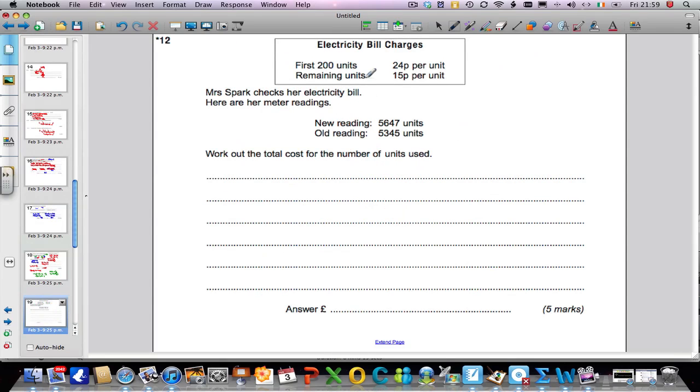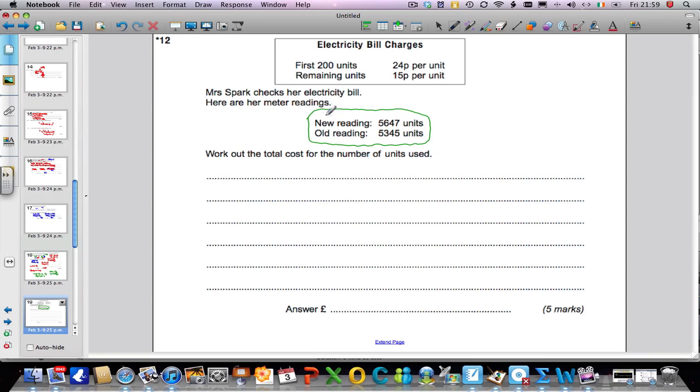This one, the electricity bill. Right, so it tells us that the first 200 units are charged at 24p. Everything else is charged at 15p. And this is the meter. Okay, you should ask your parents about how these meters work. It will give you a good insight into what this question was asking. I'll tell you about it now though.